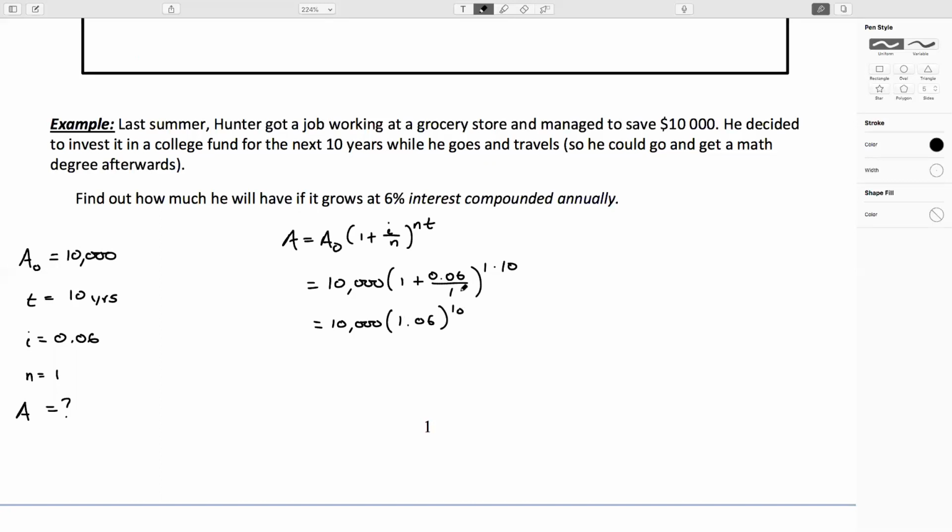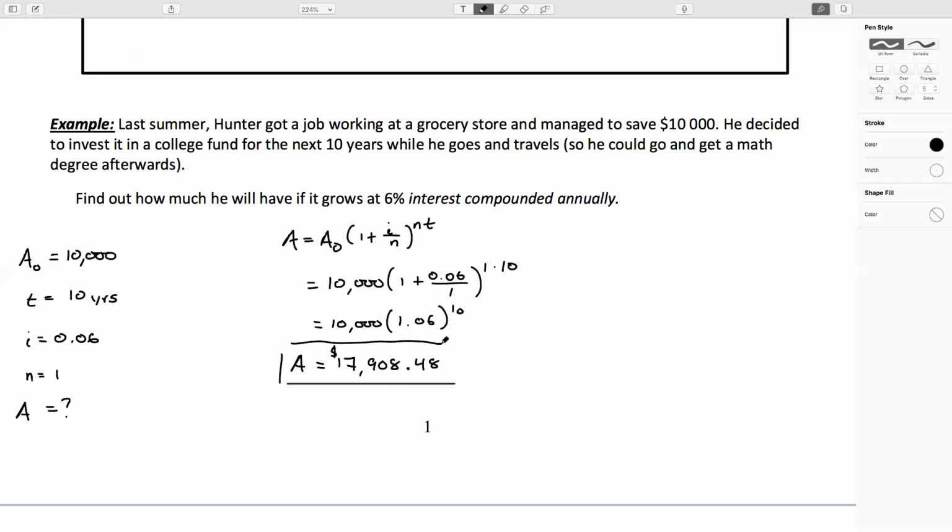And so after 10 years, Hunter's $10,000 has become... oh, no, sorry, I made a big mistake. Let's try this again. Okay, so after 10 years, Hunter's $10,000 has become $17,908 and 48 cents. That's quite a lot more than $10,000.